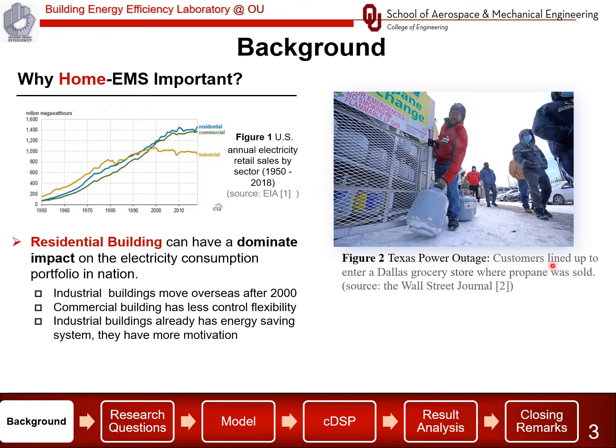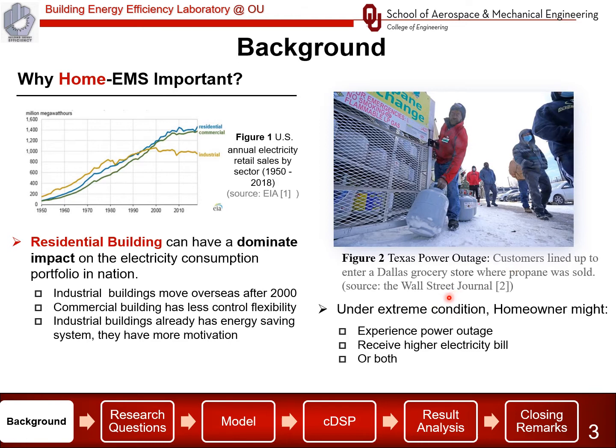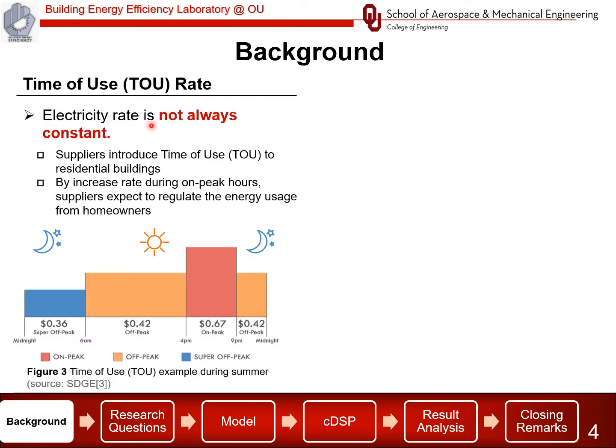The picture here is the Texas power outage. I think a lot of people experienced that this winter. Customers had to line up to buy propane. So under some extreme conditions, homeowners might experience a power outage, or they will receive a higher electricity bill, or both. In recent years, electricity suppliers introduced a time of use rate to residential buildings. The electricity rate is not always constant.